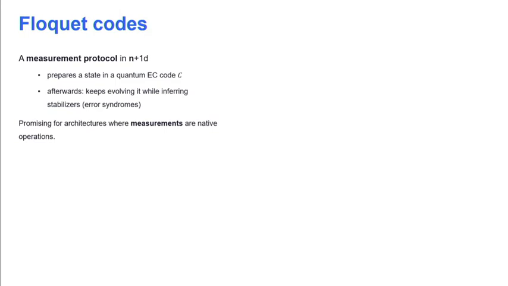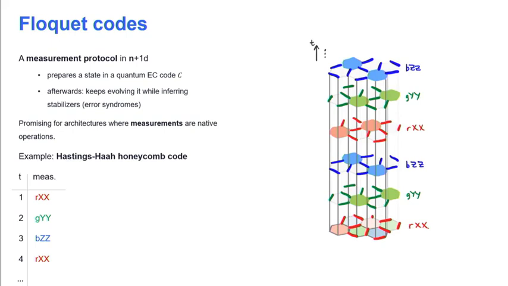They're defined by measurement protocols that are periodic in time, that both prepare a quantum error correcting code and also evolve quantum information through time while inferring error syndromes. And the paradigmatic example is the honeycomb code, which I show here just to introduce our notation.